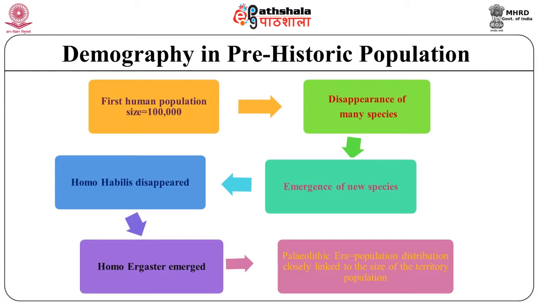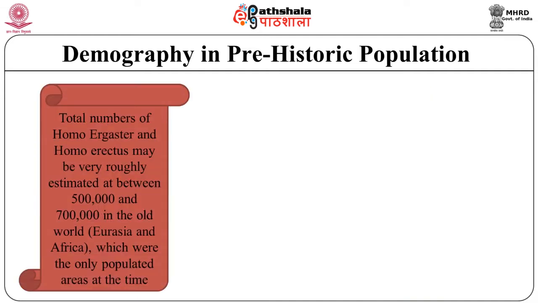The standard method for estimating prehistoric population distribution is to attribute to a given area the population density recorded in a recent period among people of a similar culture living in a similar environment and climate. In the Paleolithic era, population distribution was more closely linked to the size of the territory populated and to climatic variations than to the still very primitive technology. It therefore remained very sparse despite all technical leaps like learning to control fire. The total number of Homo ergaster and Homo erectus may be very roughly estimated at between 500,000 and 700,000 in the Old World, that is Eurasia and Africa, which were the only populated areas at the time.